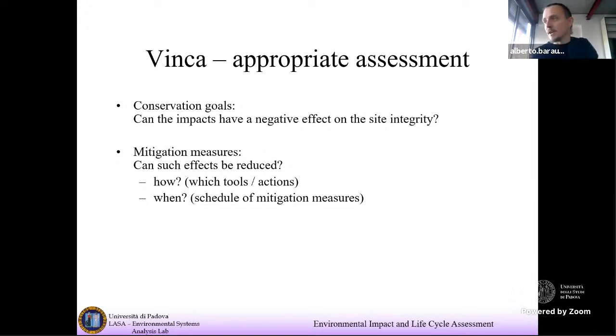For example, a typical case of mitigation is, I don't know, I cut my vegetation because I want to do forest management, and that cutting can have an impact on birds nesting, on bird reproduction, okay? But if you do the cut in a season when birds are not reproducing, that's a mitigation measure. You avoid the negative impact of your work by shifting it in time.